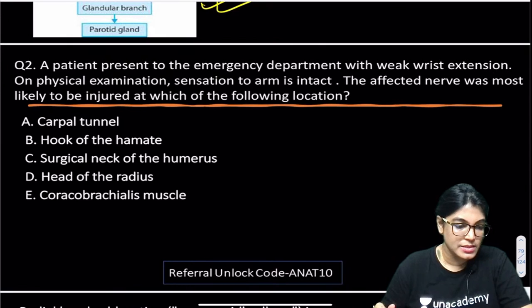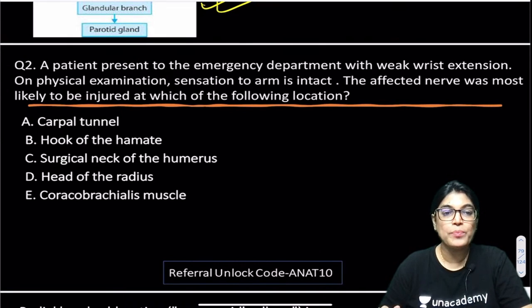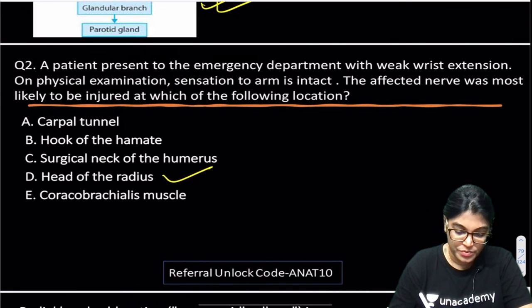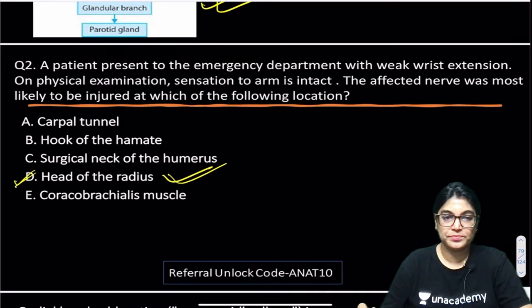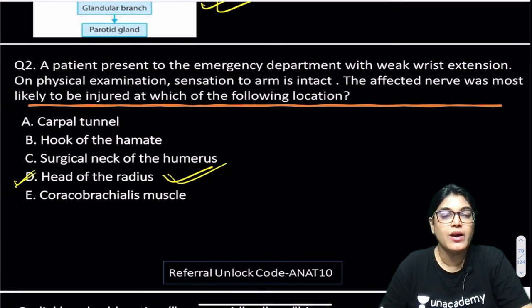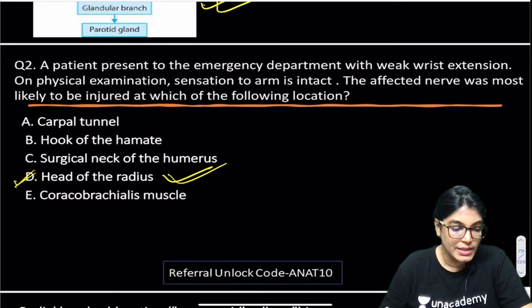Okay, the correct answer here is, so I would proceed with the explanation now. The correct answer here is head of radius. D is absolutely correct. In this MCQ I will explain the correct option, that is D, head of radius, why it is the correct answer, and also the incorrect options. Yes, Sarans Acharya is also telling it's D.